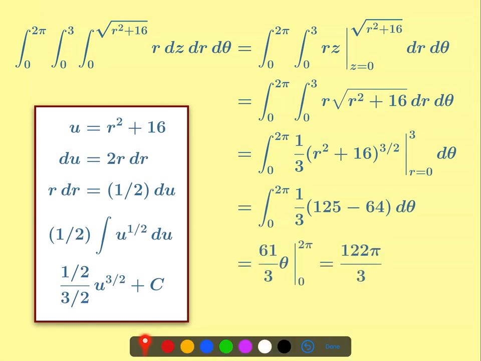Now integrate 61 over 3 d theta. I'm just going to get 61 over 3 times theta. Theta is going from 0 to 2 pi. So we're just plugging in 2 pi and 0, and we're just going to get 122 pi over 3. So that's the answer to that question.